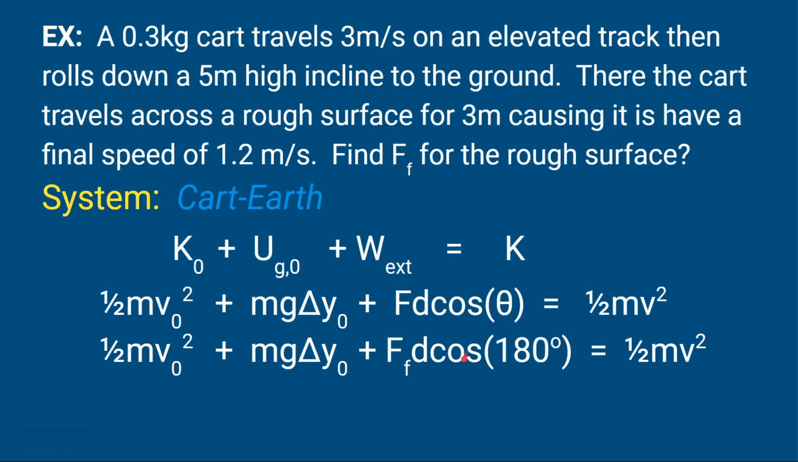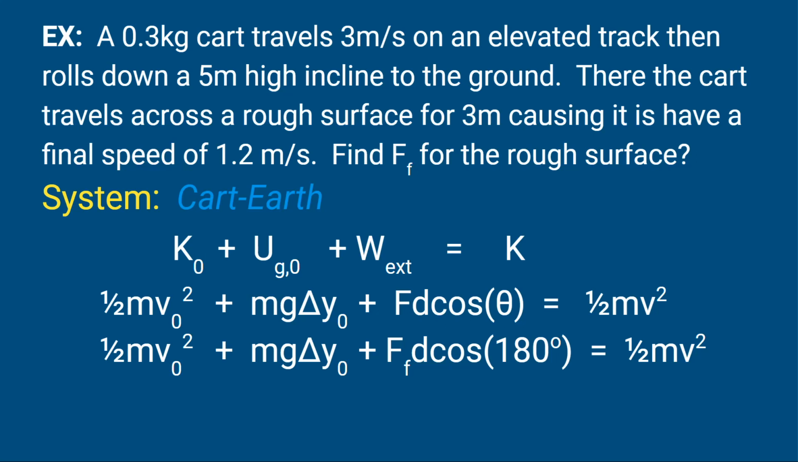If I know that this F is force of friction and I plug in my angle, anybody know why I used 180 degrees for my angle for friction? Friction always opposes the motion of the object. If you have something sliding across your desk to the right, friction's to the left, and it's parallel to the surface. So it will be at 180 degrees to the direction that the object's moving, always.